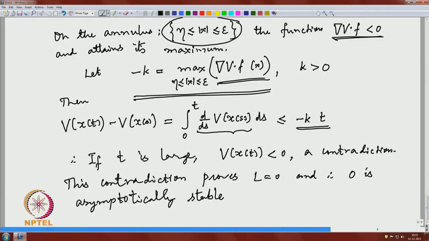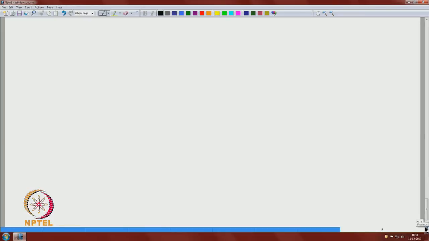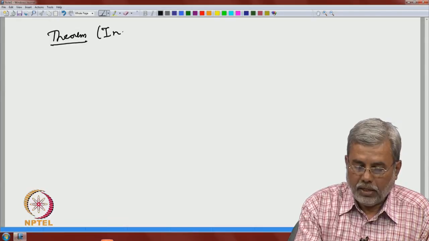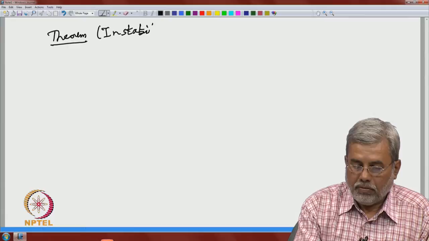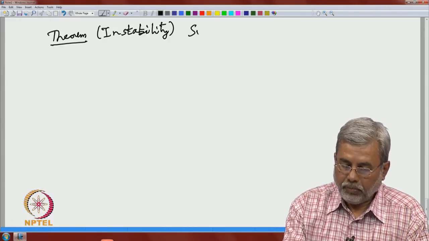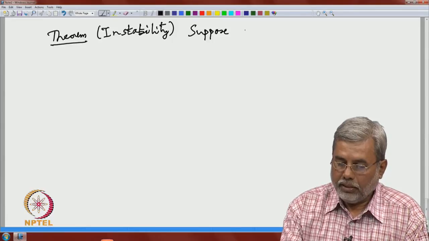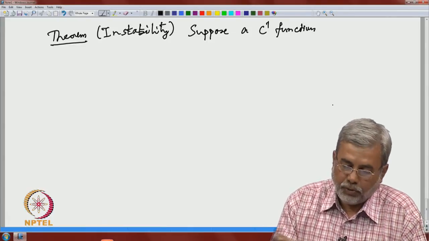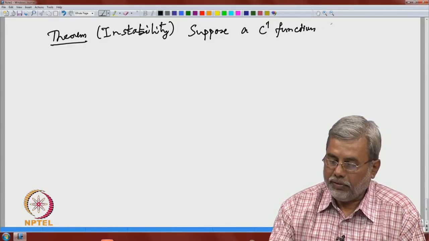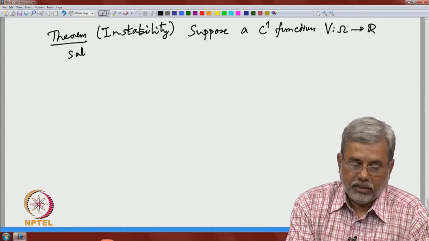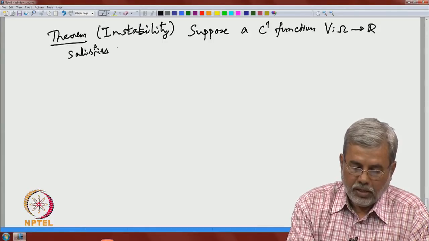Okay. Lyapunov also has a theorem for the instability result, so let me just state that also. Theorem, instability. Suppose a C 1 function v from omega to r, this is the Lyapunov function, if you want to call it, for the instability case, satisfies the following.